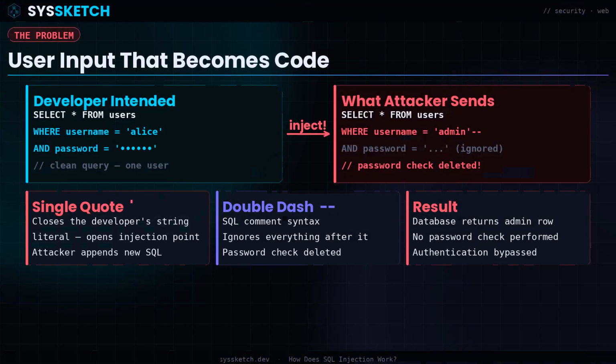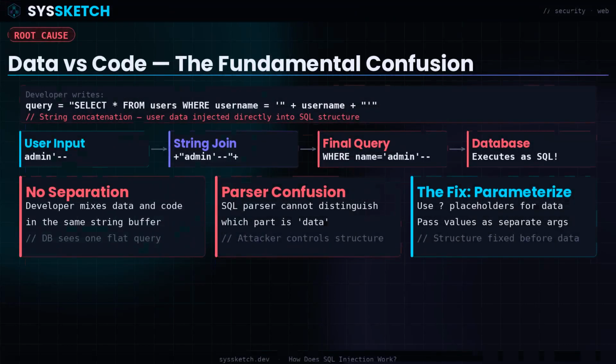That single quote is the pivot point. It closes the string literal the developer opened, and immediately gives the attacker the ability to append arbitrary new SQL syntax. Every variation of SQL injection is built on this same fundamental confusion between data and code. The database cannot distinguish between the developer's intended query structure and the structure the attacker has injected. To the database parser, both are syntactically valid SQL, because they are. This is not a bug in the database. It is a bug in the application's decision to trust user input as part of the query structure rather than treating it purely as opaque data.